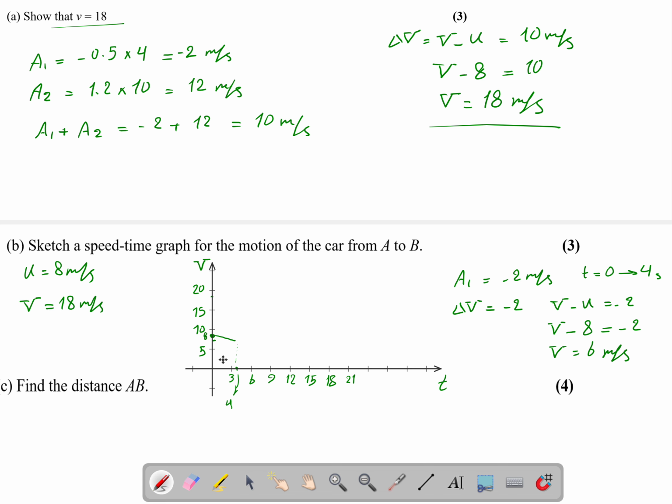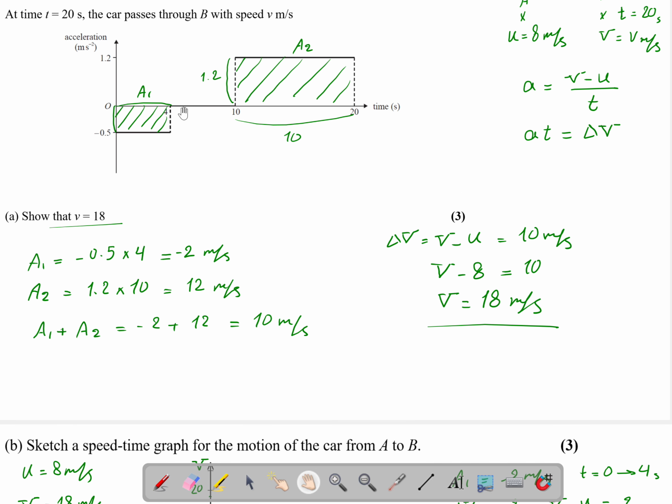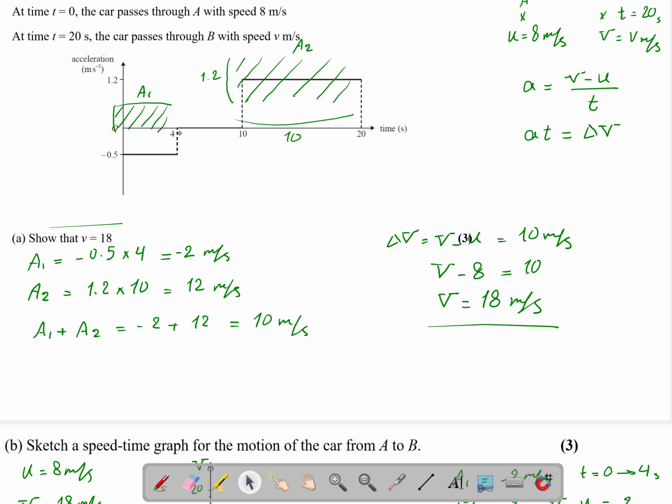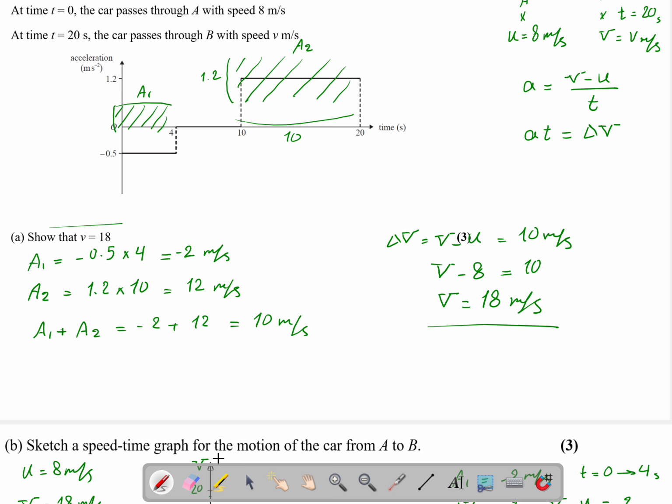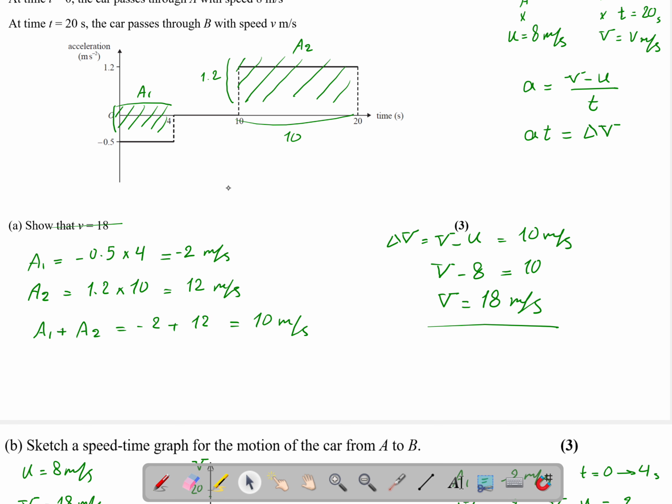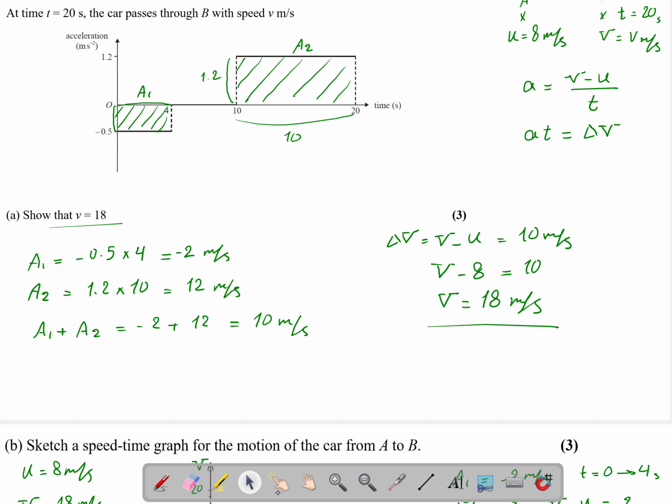Okay. So from 4 to 10, there is no change in velocity because acceleration is 0. Look here, acceleration equals 0 here in this part. Yes, here acceleration is 0.